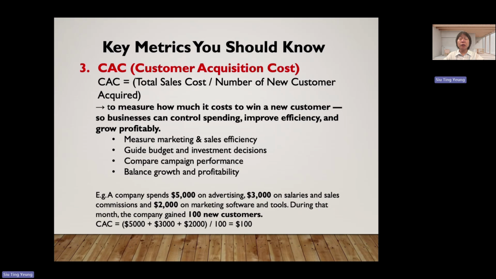For example, a company spends $5,000 on advertising and then $3,000 on salaries and sales commissions, and another $2,000 on marketing software and tools. During that month, the company gained 100 new customers. So how to calculate the CAC? It will be $5,000 plus $3,000 plus $2,000, and then divide by 100. So the answer is $100.